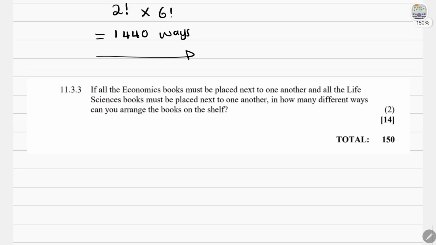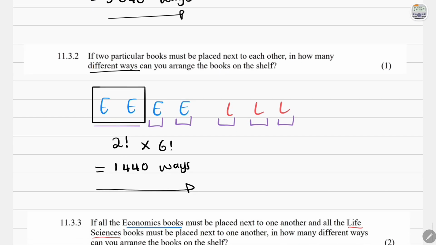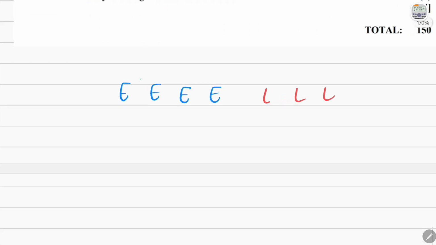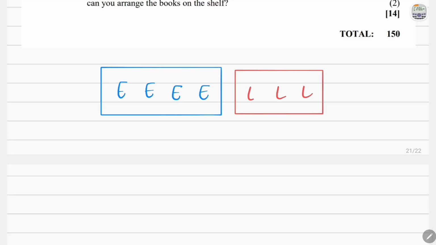Then question 11.3.3 says, if all the economics textbooks must be placed next to one another, and all the life sciences textbooks must be placed next to one another, in how many different ways can you arrange the books on the shelf? Okay, so in this case, we are grouping all of these books. Okay, the economics are together, life science are together. So let's group them. It means that this is a group and this is a group. Okay, so let's look at the ways they can be placed on the shelf.